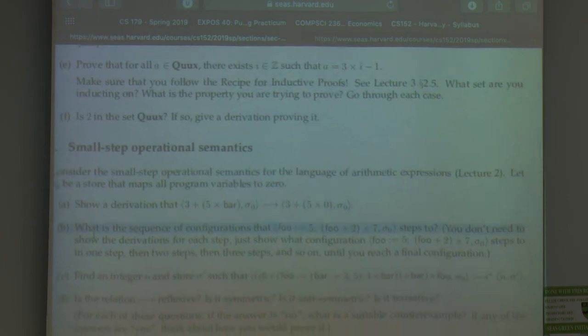Okay, so let's do B now. What is the sequence of configurations that this expression right here steps to? So let's also think about this logically. So let's write this expression.